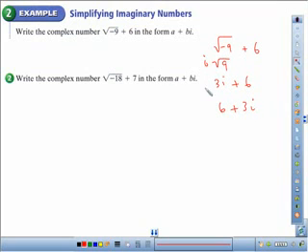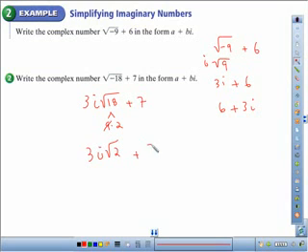That's it. Alright, so write this in the form a plus bi. Well, let's take out the i, and that becomes a positive square root of 18 on the inside, plus 7. Break this down. Well, 18 is 9 times 2. The square root of 9 is 3. So we'll get 3i square root of 2 plus 7. And then rewrite it so that the i part comes second. So 7 plus 3i square root of 2.